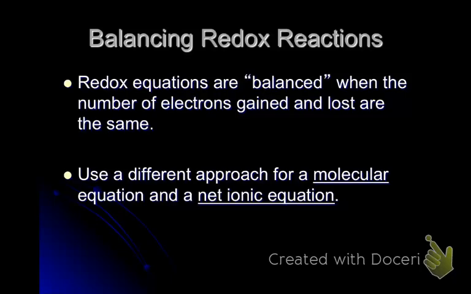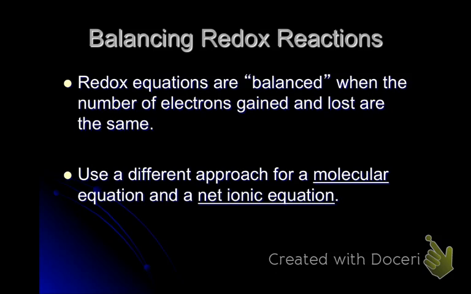So in 5.2, what we're doing is balancing equations, but we're doing so with redox in mind. Meaning, it's not just the atoms that we're balancing anymore. Now it's actually looking at how many electrons are gained and how many are lost, and making sure that they are the same. And why is that important?